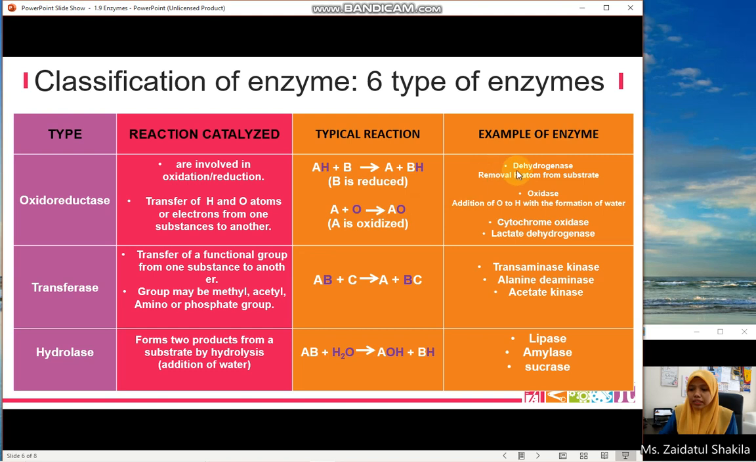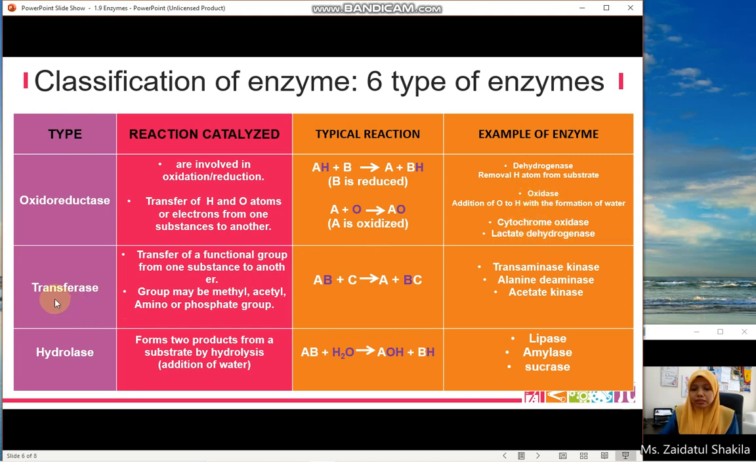As an example of oxidoreductase, I give you dehydrogenase, which means the removal of hydrogen atoms from a substrate. How do I know that hydrogen atoms are being removed by this class of enzyme? Look at the name, which is DE. DE refers to the removal. What atom is being removed? The word hydrogen. So hydrogen atoms are being removed. Another example is cytochrome oxidase or lactate dehydrogenase.